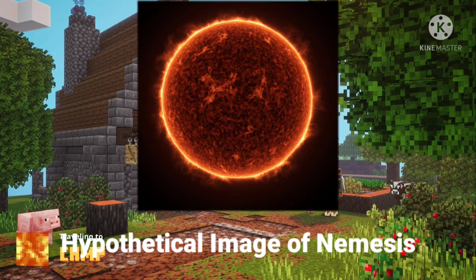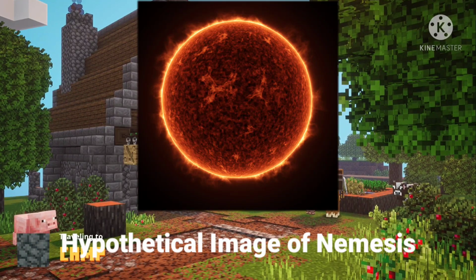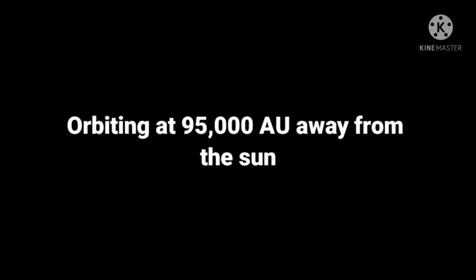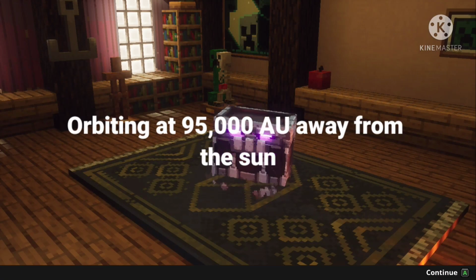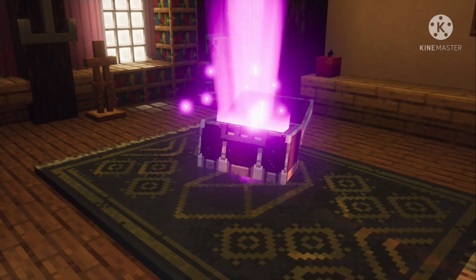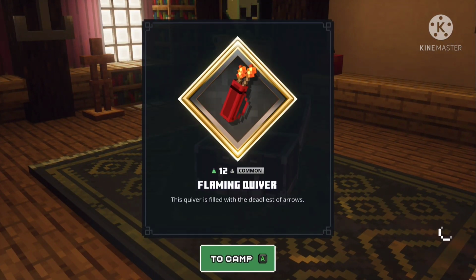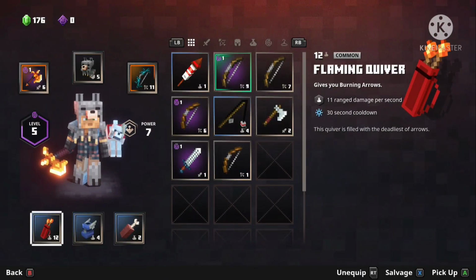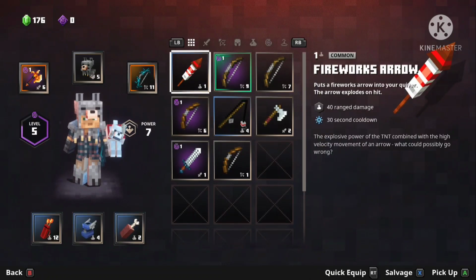Nemesis is a hypothetical red or brown dwarf that was originally conceptualized in 1984. It is thought to be orbiting the Sun at around 95,000 astronomical units or 1.5 light years, which is somewhere beyond the Oort cloud. It was hypothesized to explain a sort of cycle of mass extinctions in geological records. An example of one of these would be the extinction of the dinosaurs.